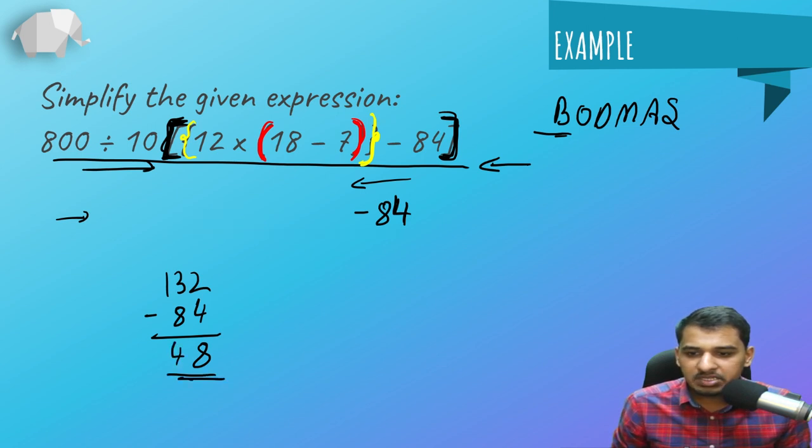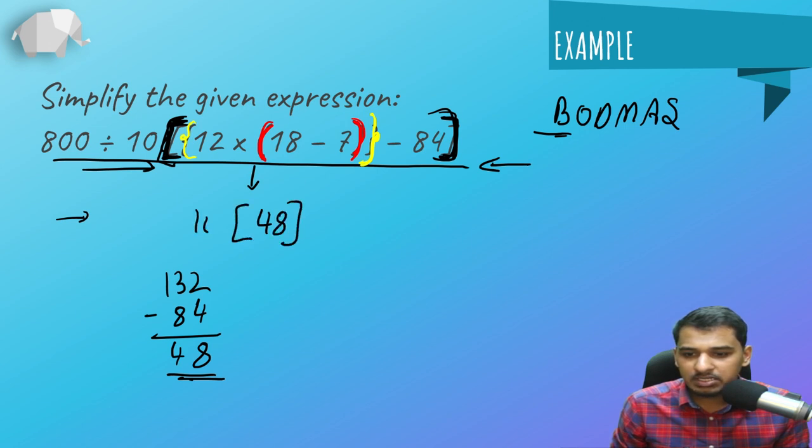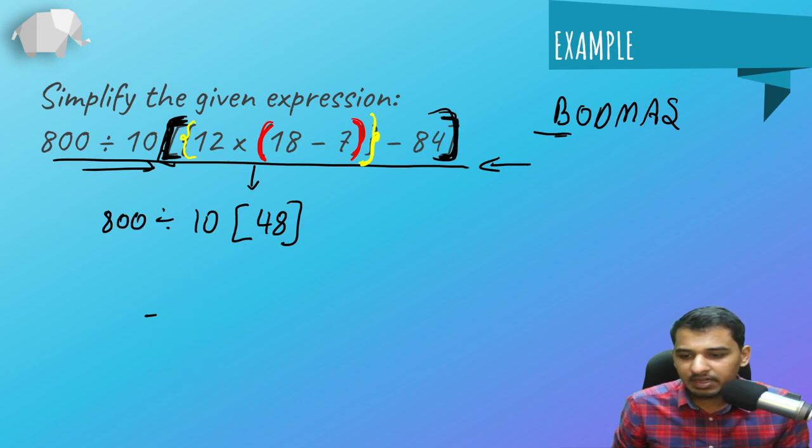So all the operations inside the black bracket have now been performed, and the final value which we got is 48. So I can write this as 48, this as 10, and this as divide, and this as 800. So this is the value that we will get finally after solving all the equations inside the bracket.